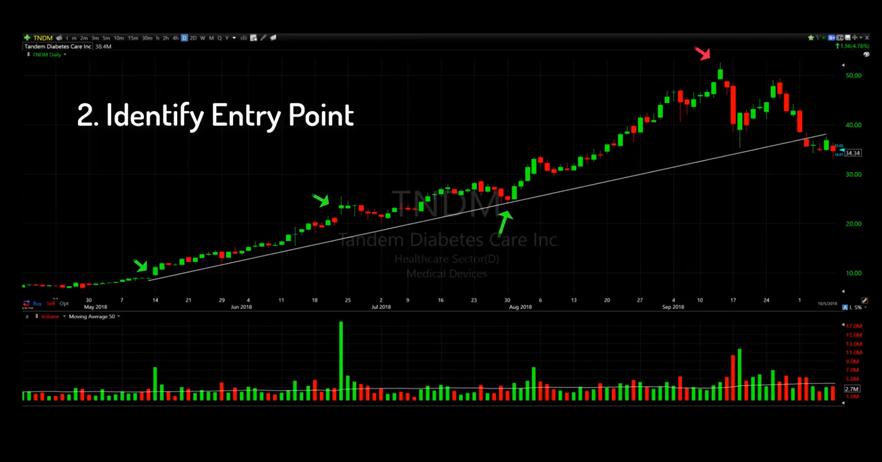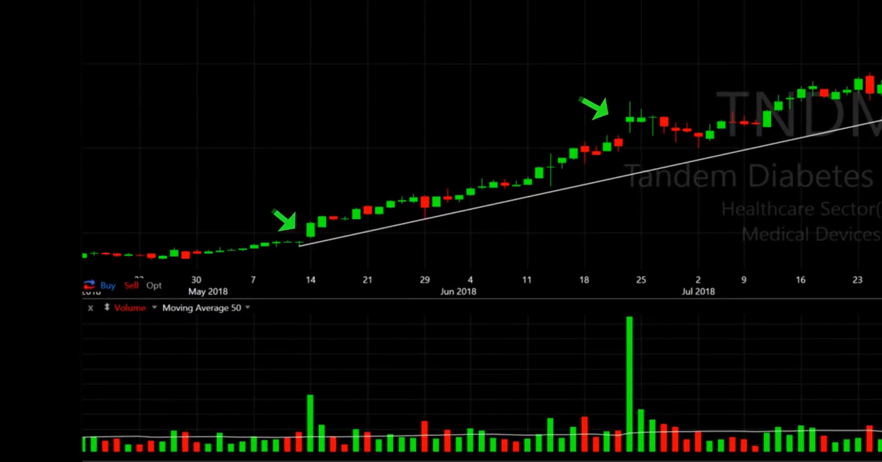The second is finding your entry point, which really should be thought of as a confirmation point. Some traders like taking the trade right when they recognize the chart pattern, but that is a riskier move and I prefer to enter on confirmation. In almost all cases, confirmation is simply the first candle to make a new high or low in the direction you're anticipating the move. In the first move, we get confirmation the next day with an immediate break of highs.